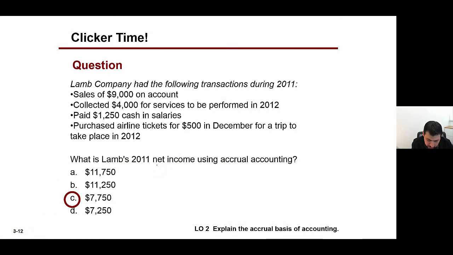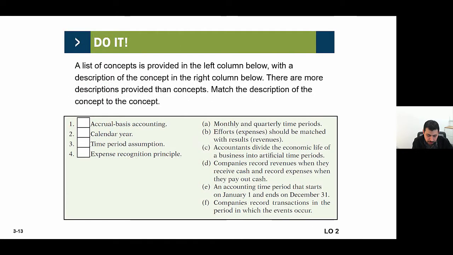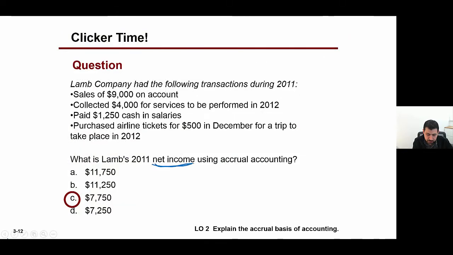How do we solve this? They are asking us for the net income under accrual basis. In this case, we'll look at the transactions one by one and see if we can recognize it under accrual basis for 2011. So now we are looking for 2011.